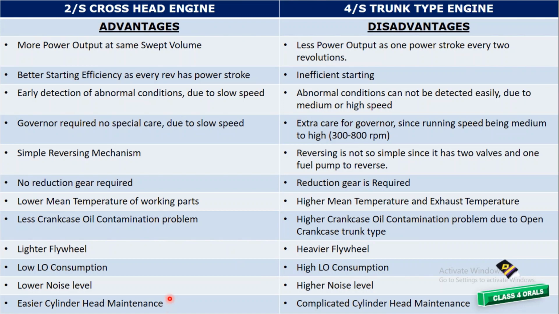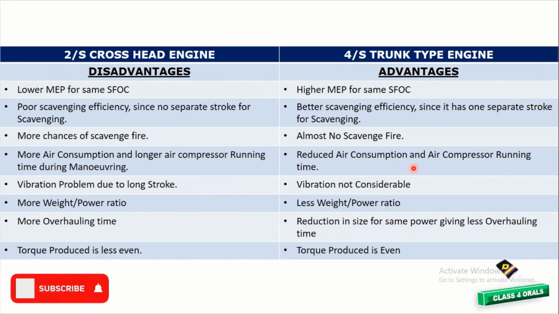In the 2-stroke, a lower noise level is seen, whereas in the 4-stroke a higher noise level is found. The 2-stroke engines have easier cylinder head maintenance, while it is complicated in the case of the 4-stroke. So these are the advantages of the 2-stroke engine over the 4-stroke engines. Now we will be discussing what the advantages of the 4-stroke type engines are over the 2-stroke.